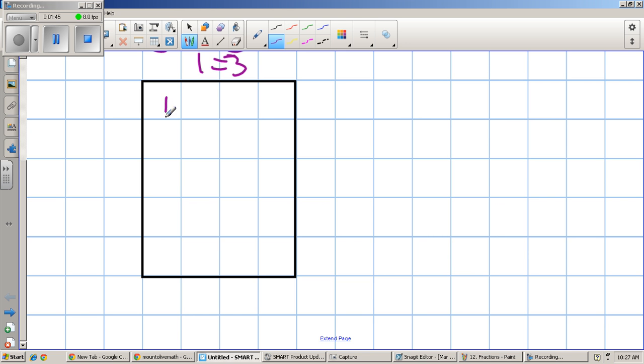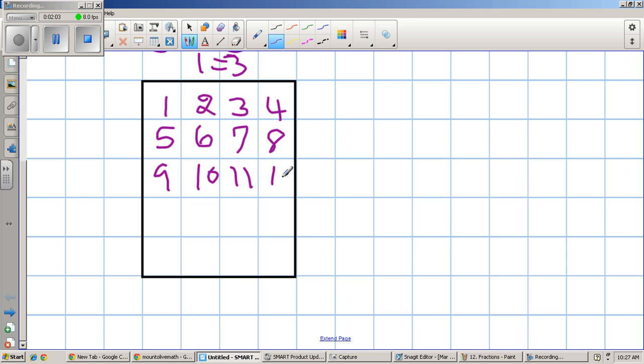Okay. 1, 2, 3, 4. It's taking forever. 5, 6, 7, 8, 9, 10, 11, 12, 13. This takes forever. 14. It totally does. 15, 16, 17, 18, 19, 20. All right, so we have 20 square centimeters.